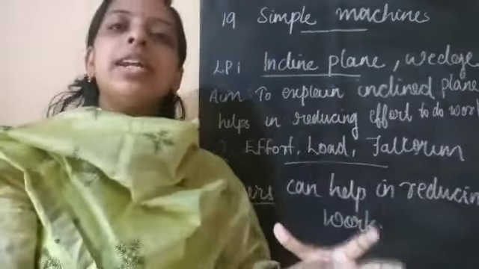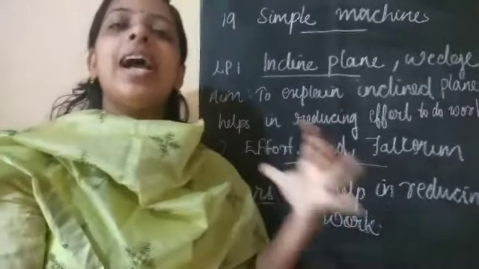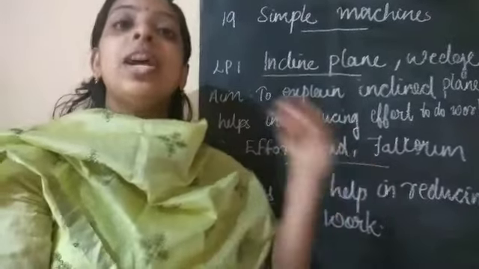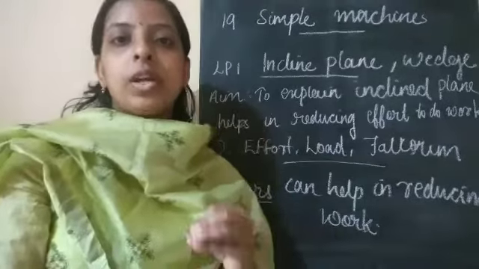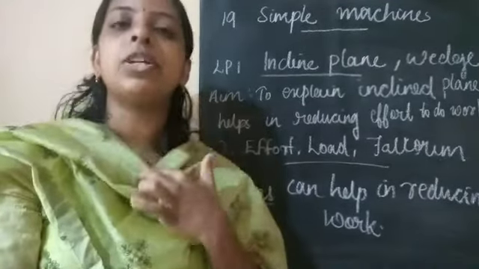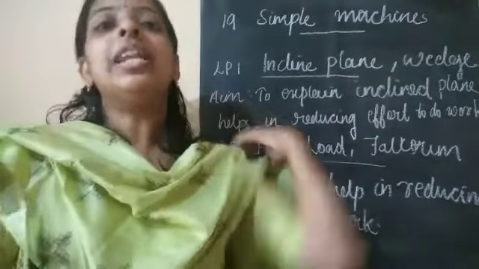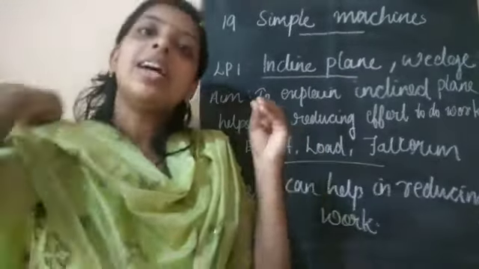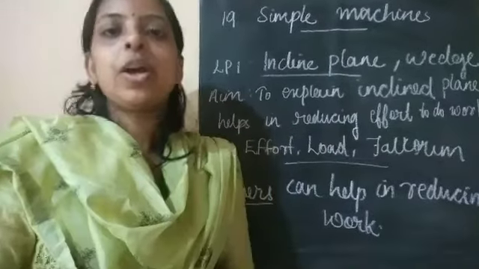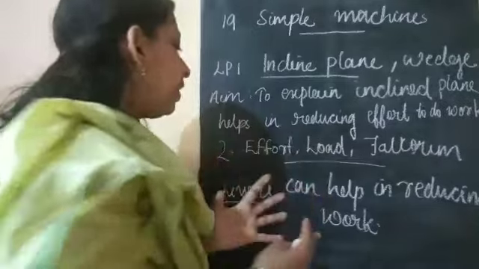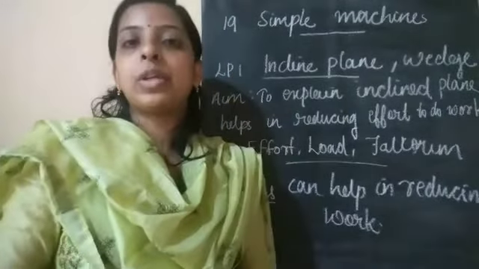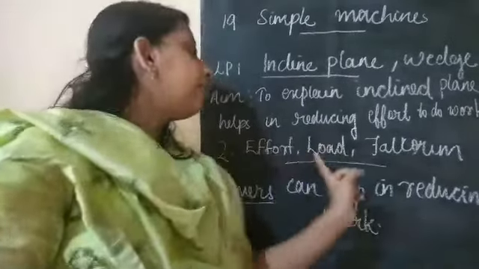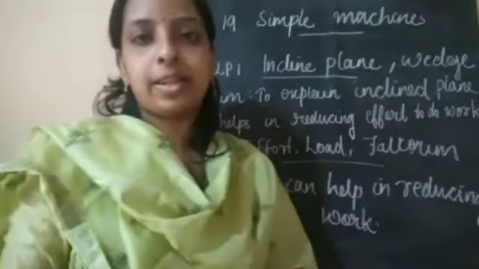And this lever is a simple machine that helps us to lift a heavy load with less effort. Okay, a lever is a simple machine. It helps us to lift heavy loads with less effort. Okay, and when we consider levers, they have three main parts. Okay, so those are effort, load and fulcrum.